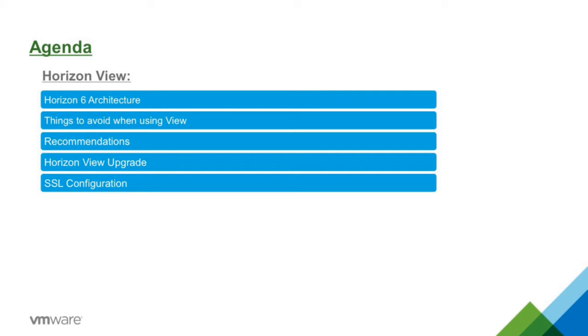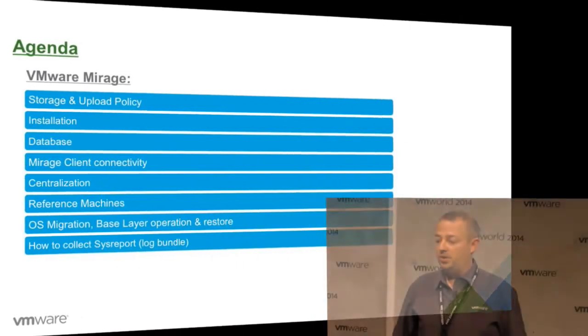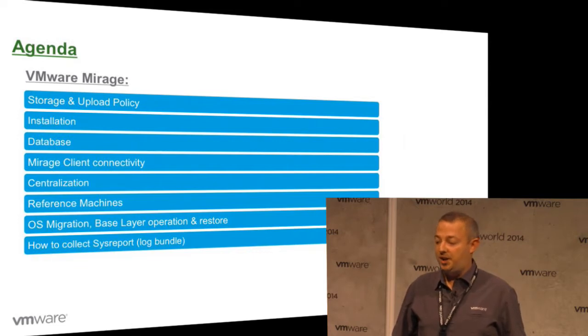6 architecture. Then we will move to things to avoid when using View, the recommendation, and also Horizon View upgrade, some tips that I can share with you, and also the SSL configuration. After that we will move to the VMware Mirage top issue regarding the storage and upload policy, and then the installation, database, Mirage Client connectivity issue, centralization, reference machine, OS migration, base layer, operation and restore, and then how to collect the Sysreport when you need to contact VMware support.